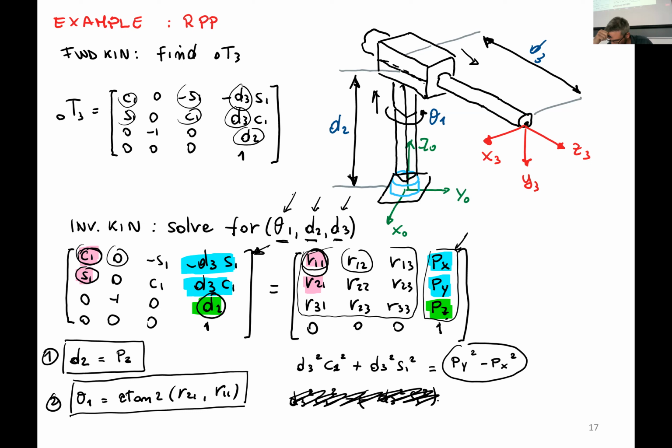Then what do we do? What we need is to find d3. d3 squared times cosine squared plus sine squared, this is 1, equal to py squared minus px squared. Minus px squared because we have a minus here. Yeah, it's correct. That was wrong.